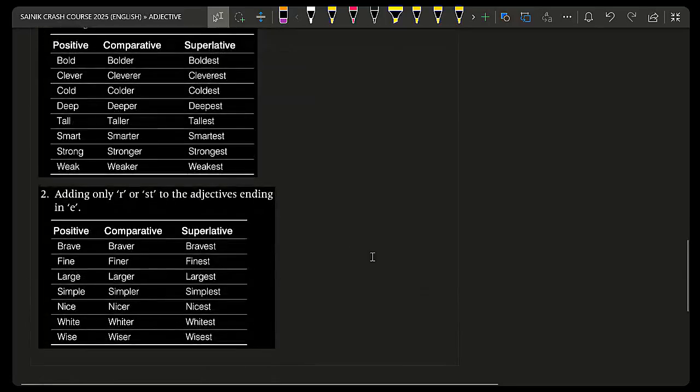So the second type of creation of comparative and superlative degree: the word brave is an adjective. It's already ending with E, so we don't add an extra ER. We add only R. That is brave, braver, bravest. Fine, finer, finest. Large, larger, largest. Simple, simpler, simplest. Nice, nicer, nicest. White, whiter, whitest. Wise, wiser, wisest.